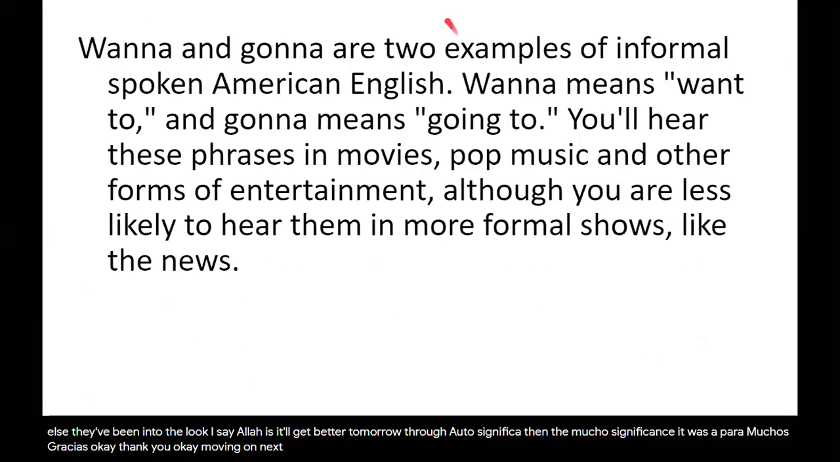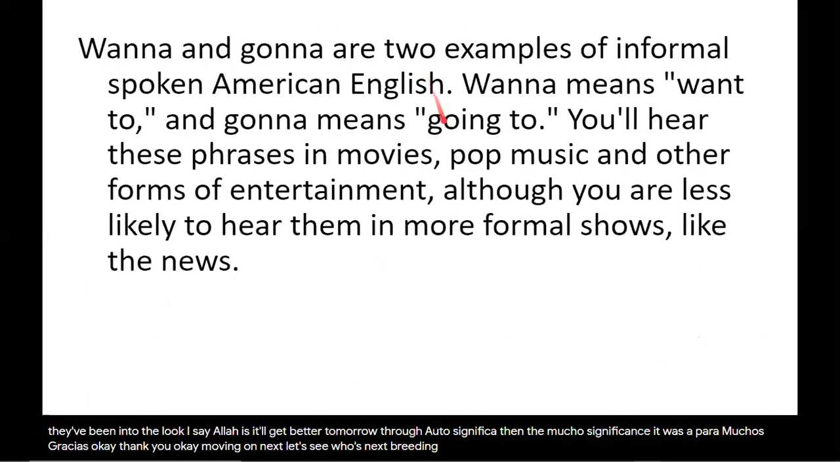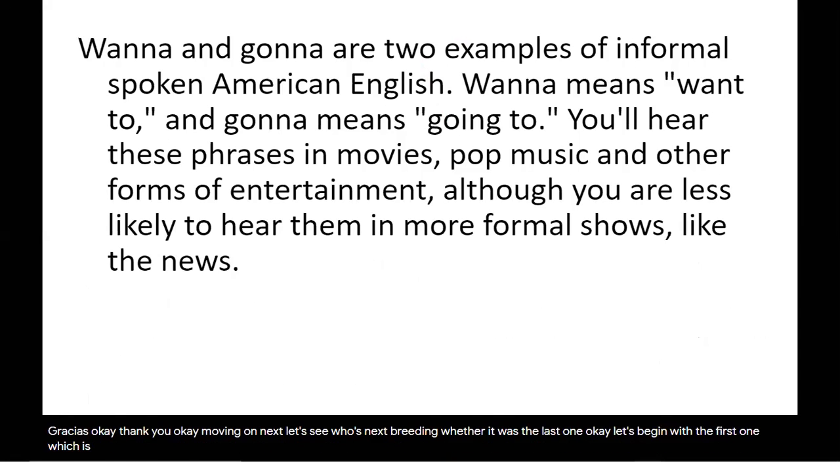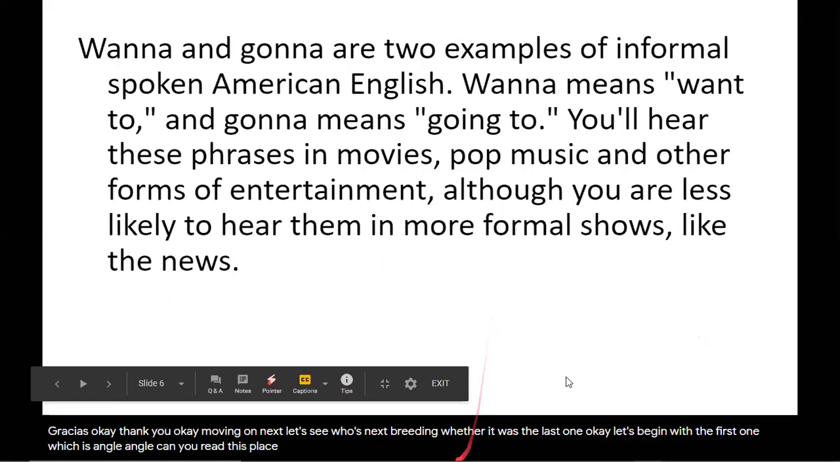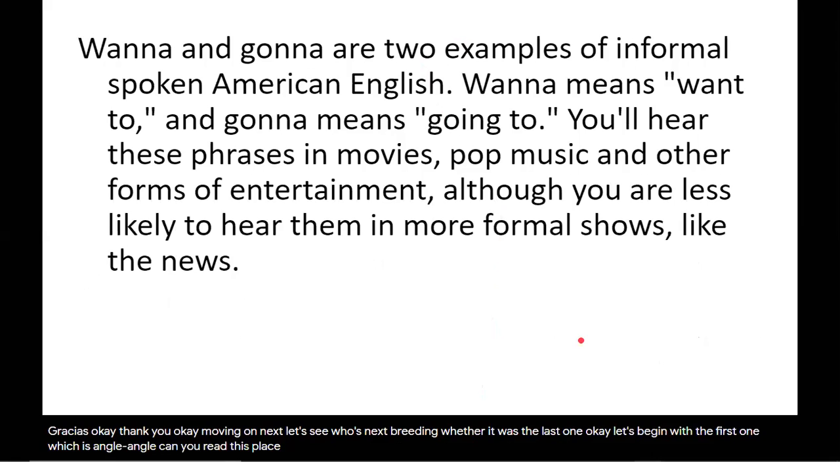Next. Let's see who's next reading. Let's begin with the first one, which is Angel. Angel, can you read this, please? Okay. Wanna and gonna are two examples of informal spoken American English. Wanna means want to, and gonna means going to. You will hear these phrases in movies, pop music, and other forms of entertainment. Although you are less likely to hear them in more formal shows like the news. Very good, thank you. Okay, any questions here about vocabulary?